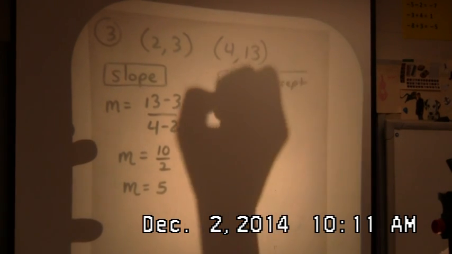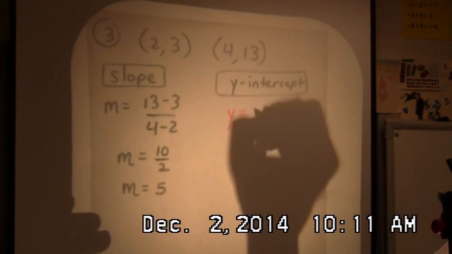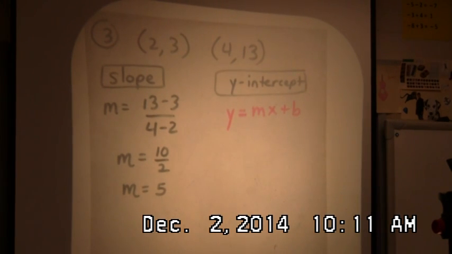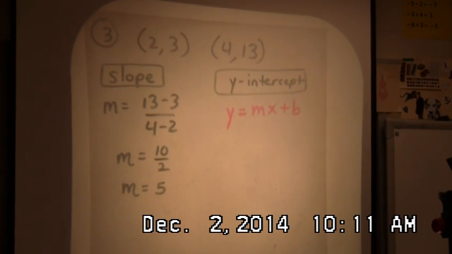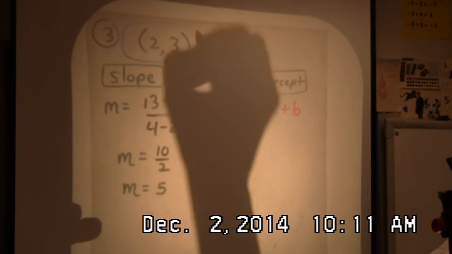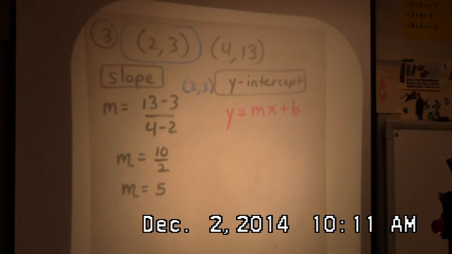To get the y-intercept, we're using that same formula, y equals mx plus b. All right, we're going to fill in some lovely numbers. Oh, but we have to pick a point. Which point do you like better, Erica? The first one. All right, we'll go with the 2, 3. So we'll be using a 2 and a 3 for our x and y.